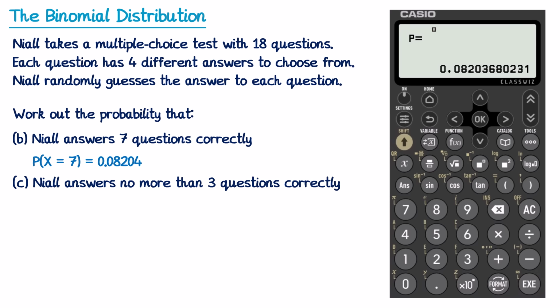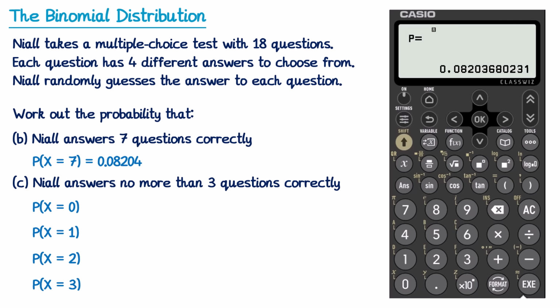Part C of this question is a little more tricky though. We want the probability that Niall answers no more than 3 questions correctly. So he's allowed to answer 0, 1, 2, or 3 questions correctly, but no more. This means we need to work out all of these probabilities. The probability that x is 0, the probability that x is 1, and 2 and 3.